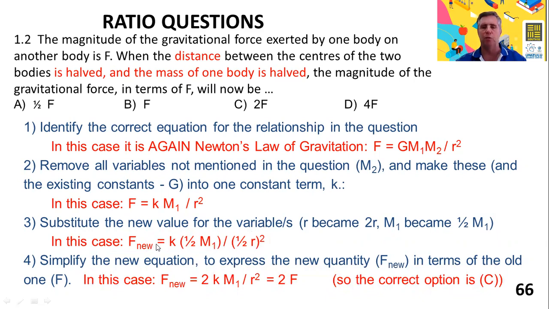Simplify, you can do it yourself, and you'll get the new force is equal to 2k m1 over r squared, which you can see is twice what it was originally. So that's 2 times the force. So the correct answer is option C. And you can see that's a little bit more difficult. Of course, as you get some practice, you might not need to go through all these 4 steps every time. But while you're learning this method, I think it could be very useful for you.